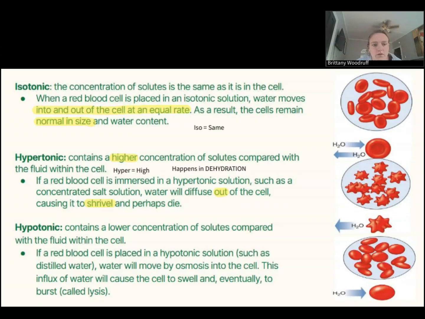Hypotonic solutions. Hypo means low, right? So like if you're hypoglycemic, you have low blood sugar. Oh, let me type this out. For hypertonic, one is going to be higher concentration, two moves out of the cell, and then three shrinks.